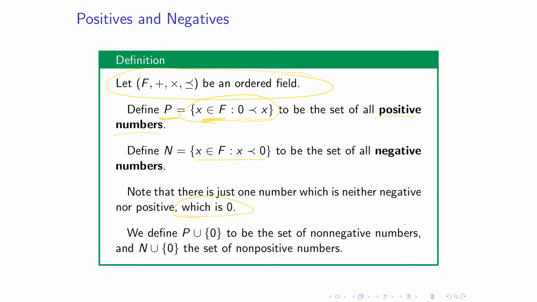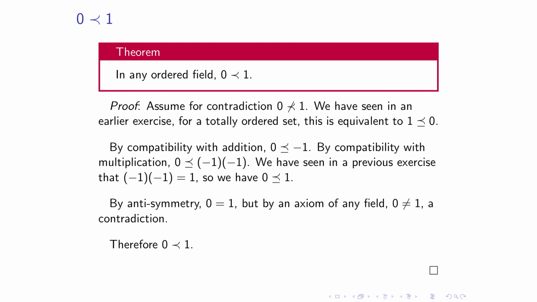And finally, we define, and I probably should have bolded these, the non-negative numbers as the positives together with 0. The non-positives are the negatives together with 0. Okay, let's do an example proof of a theorem.